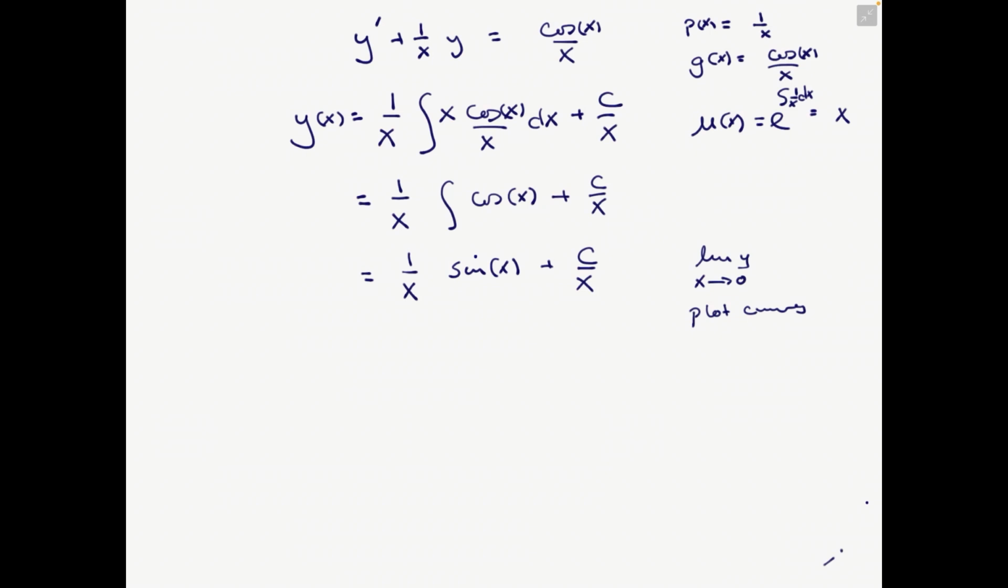So they gave us 4 to plot. And so we're going to take a look at c plus 1 on x, sine, let's see, that's not the curve. I don't know what I'm writing. Okay. 1 on x, sine x plus c on x.